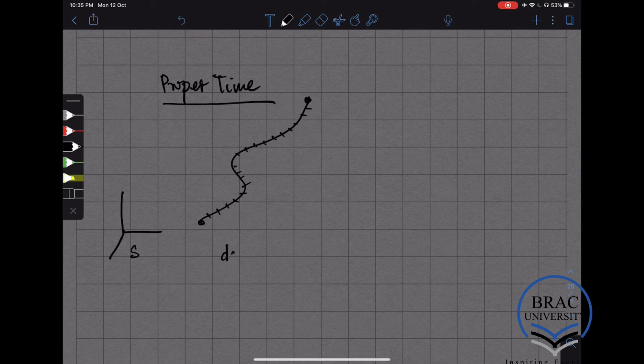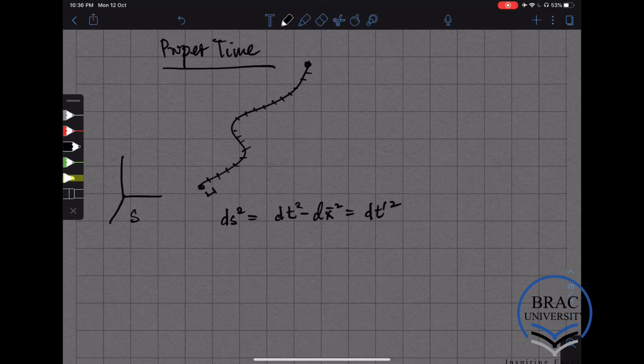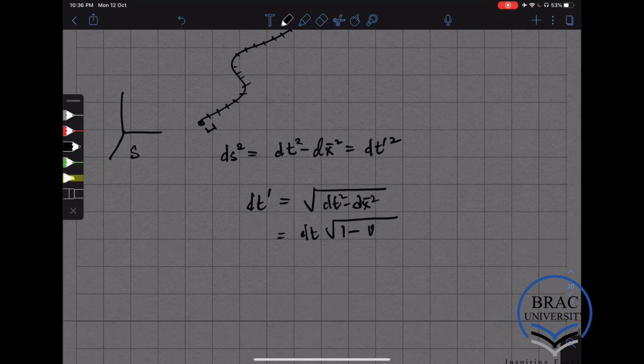So the interval between these two points, ds squared, is, of course, in our S frame, dt squared minus dx squared. But in the instantaneous rest frame, it's given by dt prime squared. Now, if we take the square root of this equation, we get dt prime is equal to the square root of dt squared minus dx squared. Now we can factor out dt. If I do this, inside the square root, I get the velocity of the particle squared.